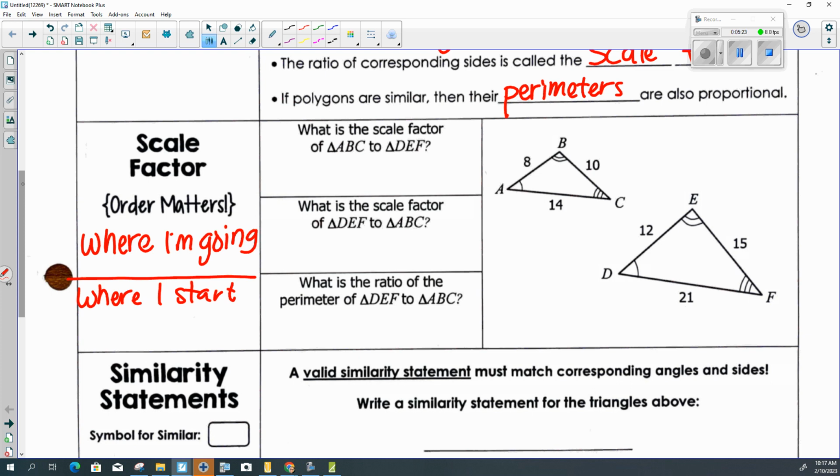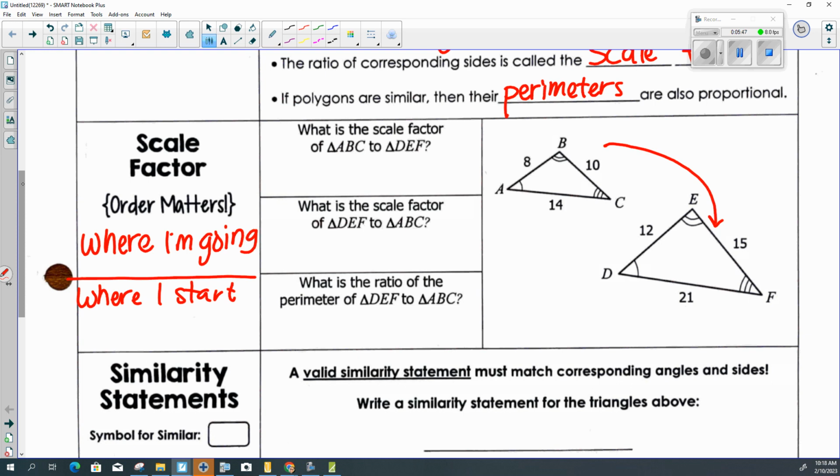So for example, when it says, what is the scale factor from triangle ABC to triangle DEF? Let's just make sure these are corresponding sides. We've got 2 dashes, 2 dashes and a triple dash. 2 arches and the triple. So these are definitely corresponding sides.